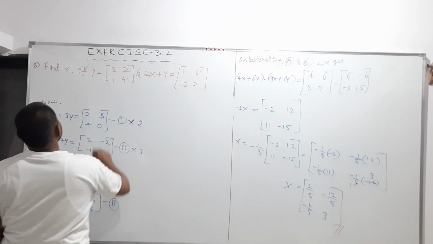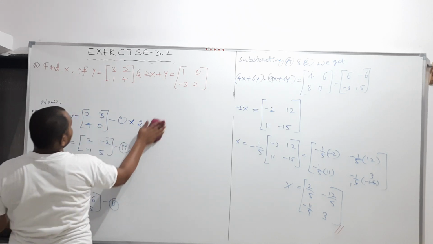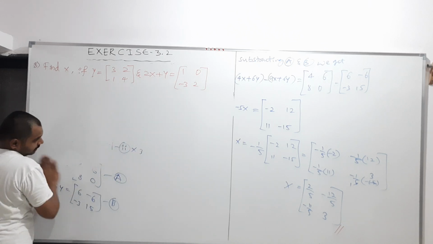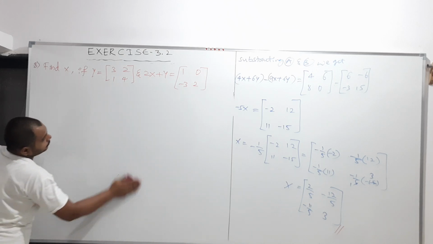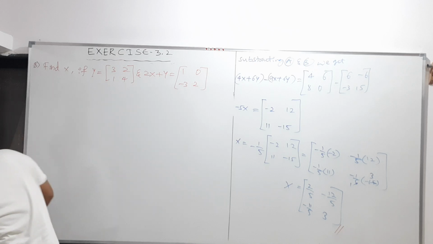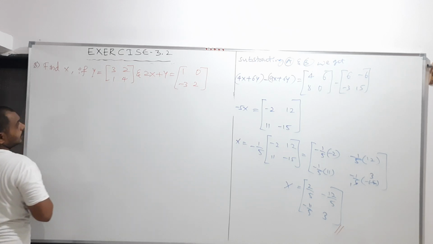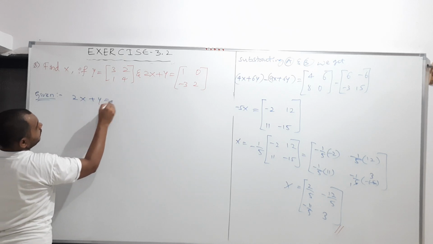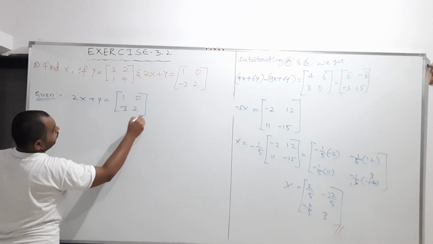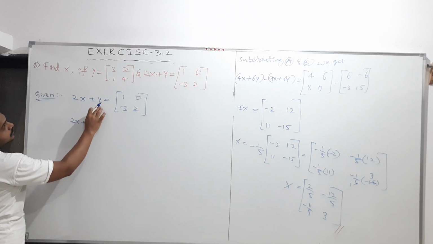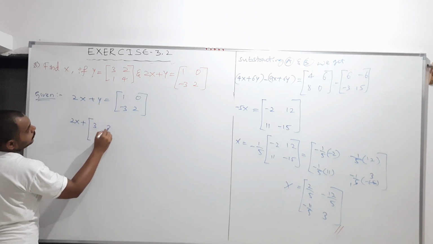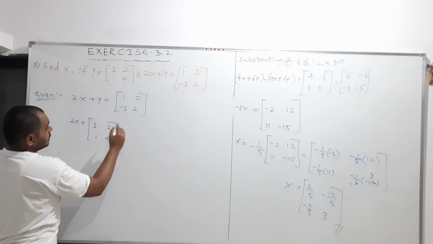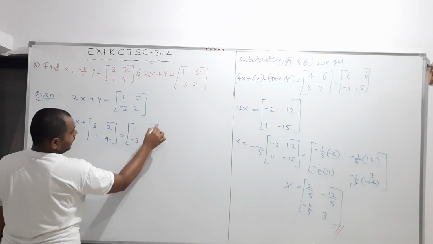So therefore, my dear student, I want to find the X value. Now to find the X value, I am substituting the Y value in this information. If you substitute the Y value, then easily you will get the X value. So now, my dear students, I am substituting here. See here, what is given to you? 2X plus Y is equal to [1 0; -3 2]. So now 2X plus, what is the Y value? The Y matrix is [3 2; 1 4]. I substituted the Y matrix, and this is equal to [1 0; -3 2].